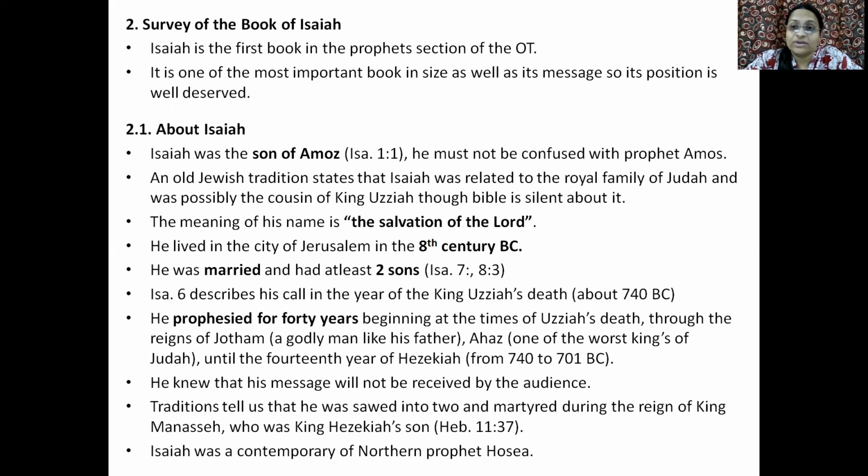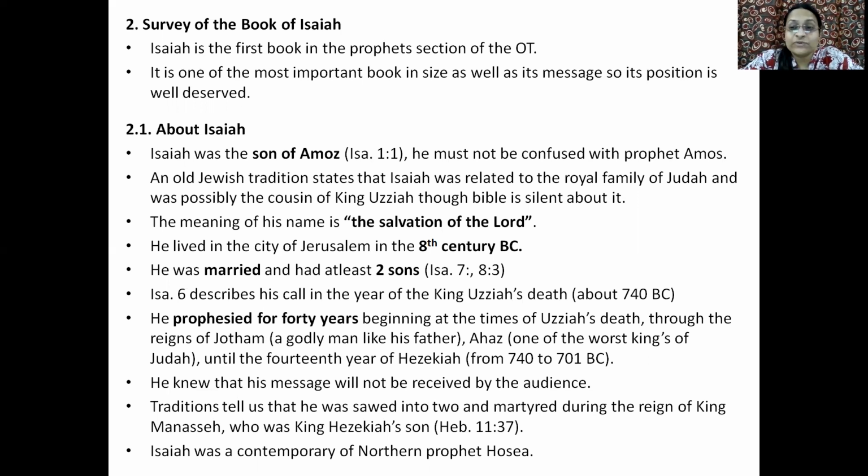Let us look at his name. His name, Isaiah, meant salvation of the Lord. He lived in the city of Jerusalem in the 8th century BC. He was married and had two sons, and their names are mentioned in chapter 7 and chapter 8, verse 3. Isaiah chapter 6 talks about his call, which came at the time of the death of King Uzziah, around 740 BC.